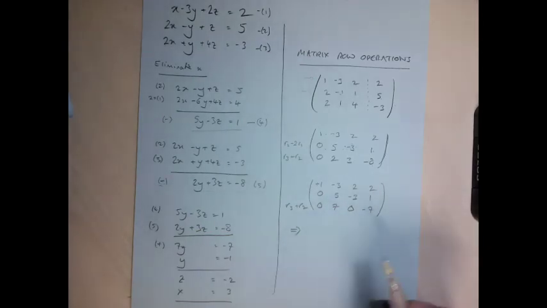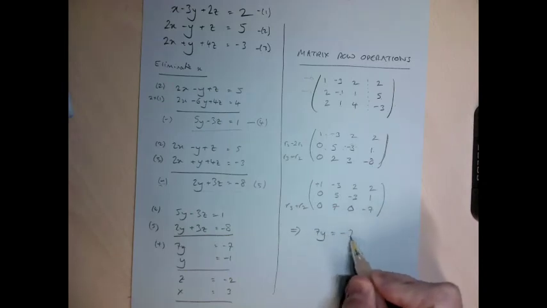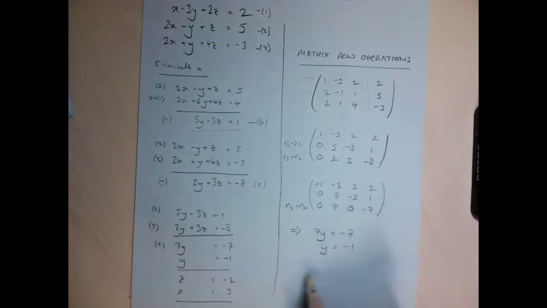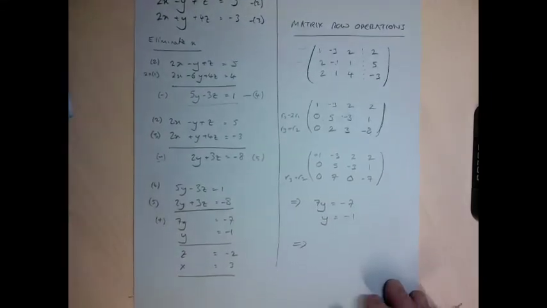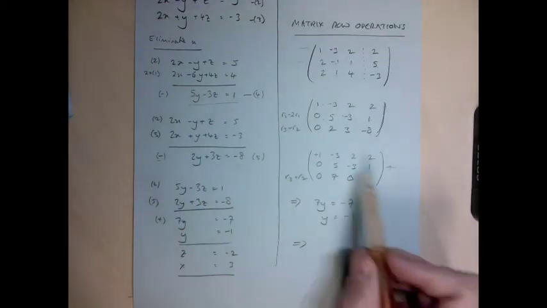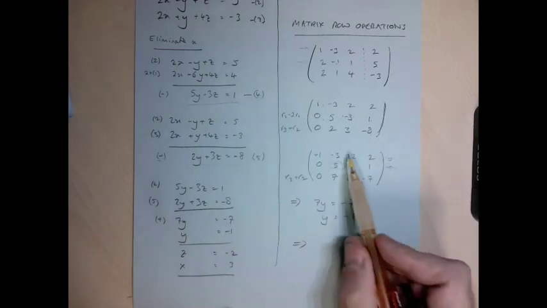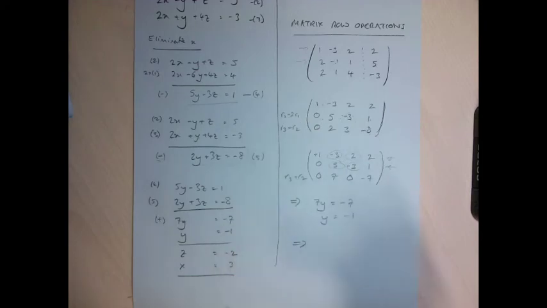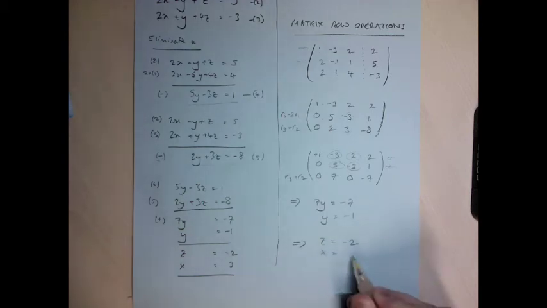This is then the point where I can interpret this to say 7y is minus 7, y is minus 1, and then I can go on and solve for z and x as I did before. I can go to this second equation, substitute y and find z, and then go back up to the top, substitute y and z and find x. Again, I'll leave you to verify that from this system I would get z is minus 2 and x is 3.